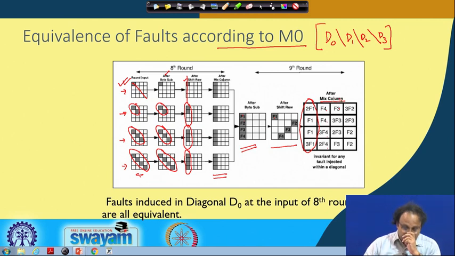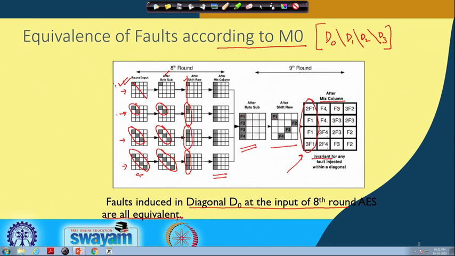Okay. But the interesting take home here is that for all these faults, as long as the fault is restricted to the diagonal D0, the equations remain an invariant. Okay, it doesn't change, which means all these faults fall into the same equivalence class and they are equivalent. So the faults induced in diagonal D0 at the input of the 8th round are all equivalent. This is an important and interesting observation.